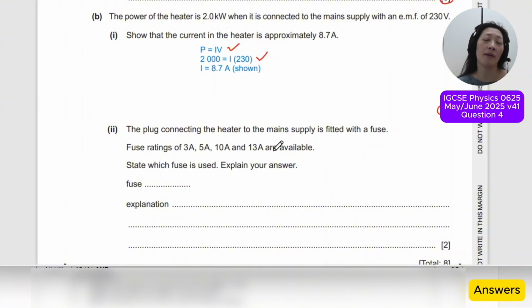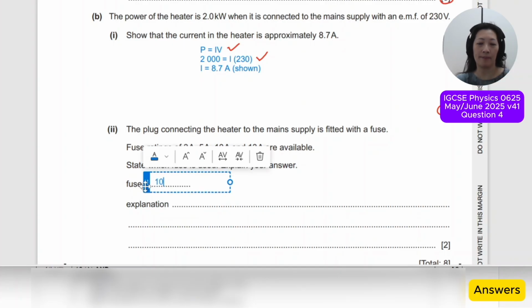However, you must remember that fuse is a safety device. The purpose of this is to prevent overcurrent, that means too much current, from flowing into the device. So if the current is too high, it can spoil the device. So between 10 ampere and 13 ampere, we want to select a fuse that is slightly higher than the current needed. So the best answer in this case is 10 ampere.